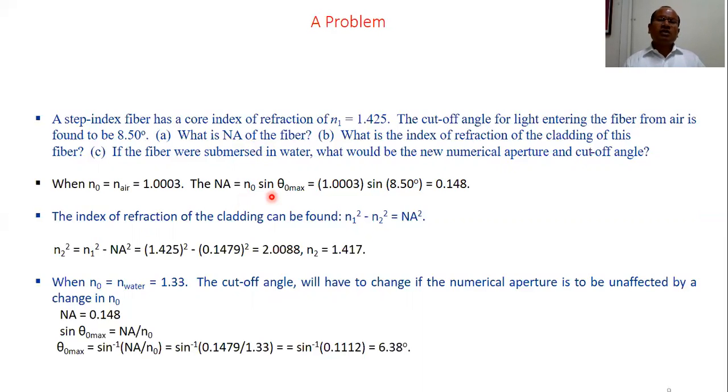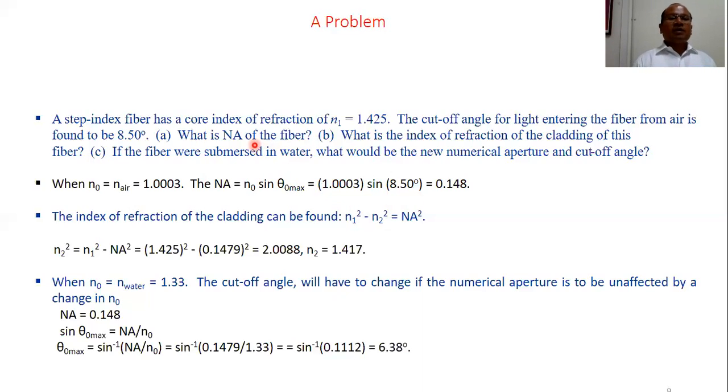Numerical aperture, how do you calculate? N0 means the refractive index of the medium from where the beam is entering. N0 sine theta max. And this value is given as 1.0003, that is for air, it's almost 1, times sine of this angle, which is given to you. Look here, the cutoff angle for light entering is the maximum angle. So this is given to you as 8.5 degrees. If you calculate, the numerical aperture comes as 0.148. That is the first value, the numerical aperture of the fiber we have obtained.